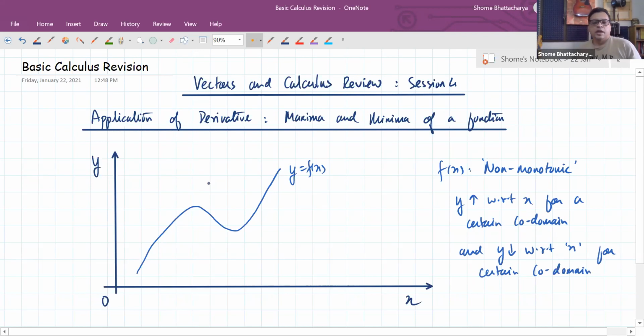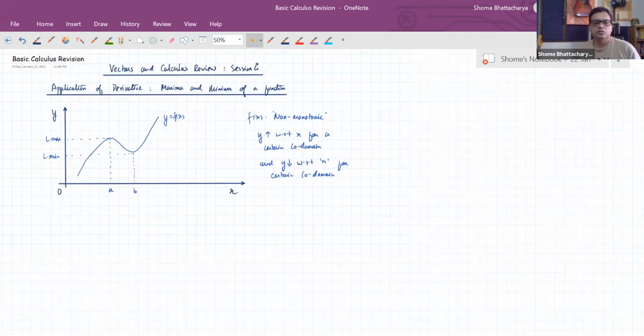Okay. And further, when that happens, then the function always has what we call turning points, where the behavior of the function changes from either increasing to decreasing, in which case that turning point becomes a point of local maxima. So let's say that point is A over here, and there will also be another type of turning point where the behavior of the function changes from decreasing to increasing. Okay. So at that particular point, the function will have what we call a local minima and a local maxima. So we will look at the definition of these two things also next.